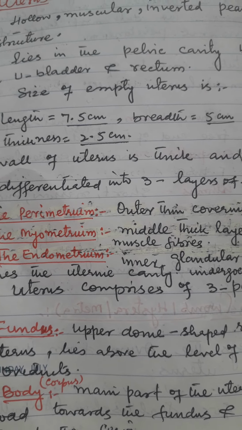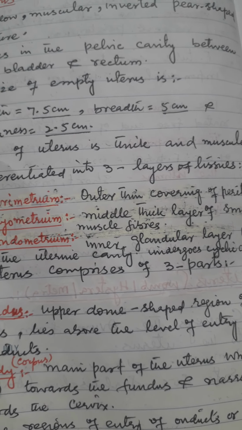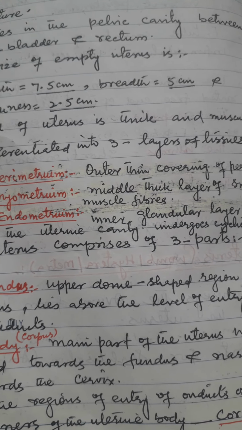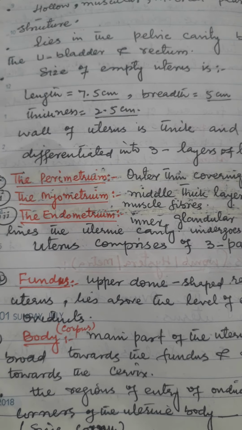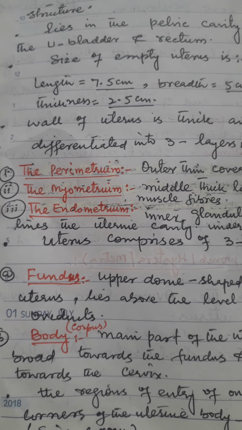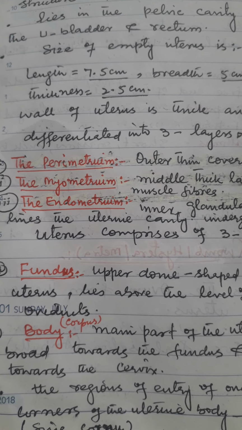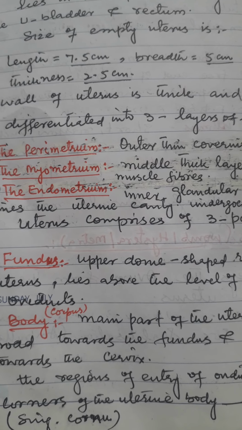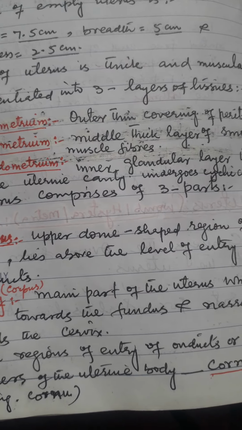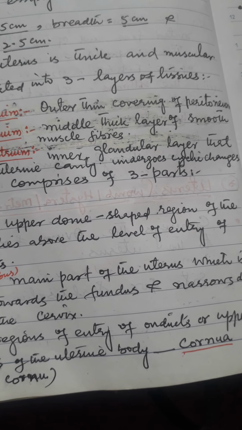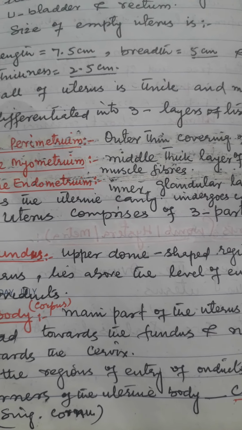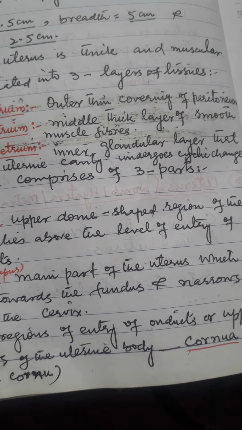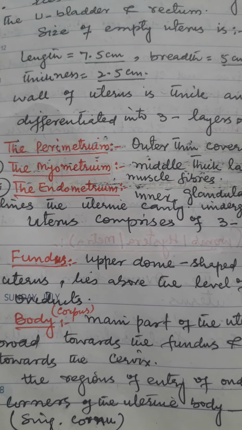The wall of uterus is thick and muscular. It is differentiated into three layers of tissues. These three layers include the perimetrium, the myometrium, and the endometrium. The perimetrium is the outer thin covering of peritoneum. Myometrium is the middle thick layer of smooth muscle fibers.